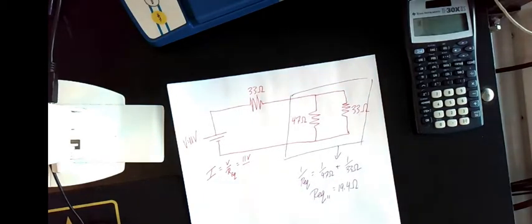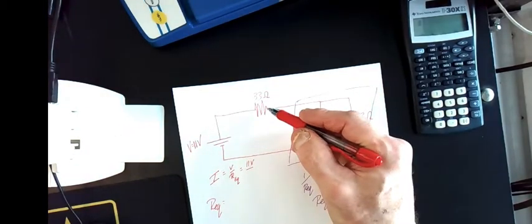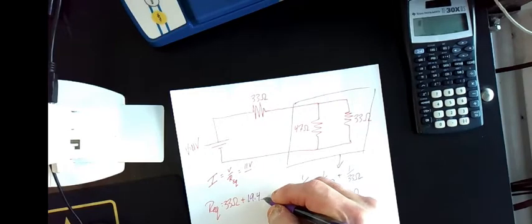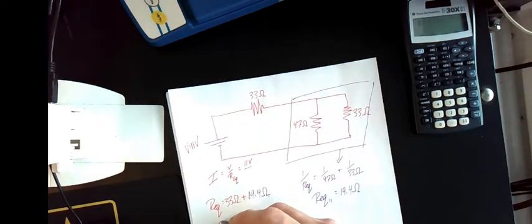So the R_eq of the whole circuit: the current hits that 33 ohm resistor, and then it hits the equivalent of a 19.4 ohm resistor. So it's 33 ohms plus 19.4 ohms from the purple circled parallel element. 33 plus 19.4 is 52.4, so this circuit has a resistance of about 52.4 ohms.